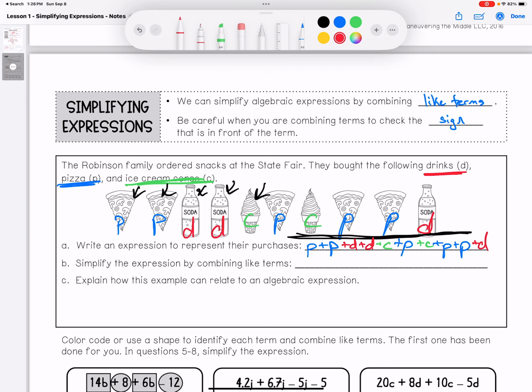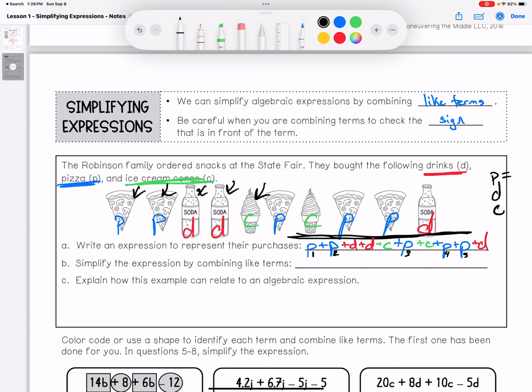So now let's see what the directions tell us to do. It says simplify the expression. So what we have to do now is combine all of the like terms. What like terms do we have? We have P's, we have D's, and we have C's. How many P's are there? Let's add them up. There's 1, 2, 3, 4, 5.